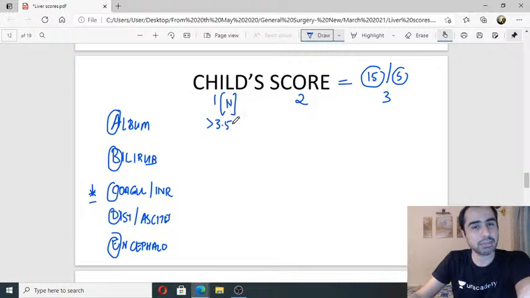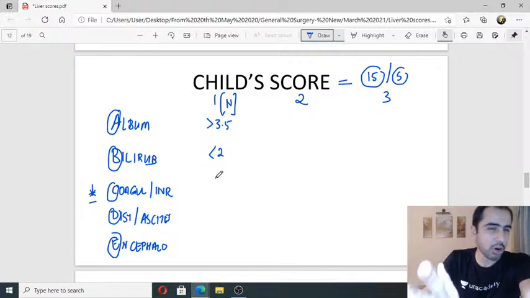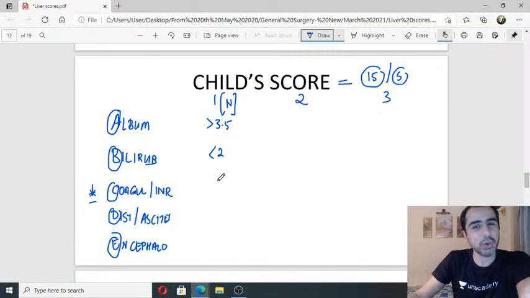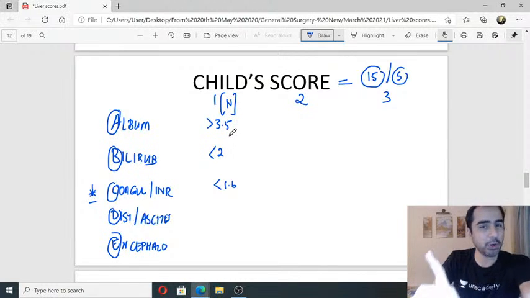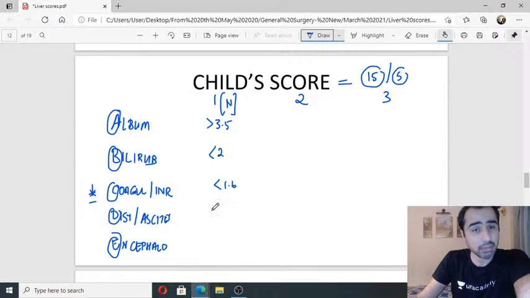gram percent. Normal bilirubin is going to be less than 2 milligram percent. Normal INR in a person, now all normal values you should know, is going to be less than 1.6. INR is less than 1.6, this is normal. These three you should know from first MBBS: normal albumin, normal bilirubin, normal INR. Ascites: a normal person should not have any ascites, he should not have any encephalopathy. So that is normal.